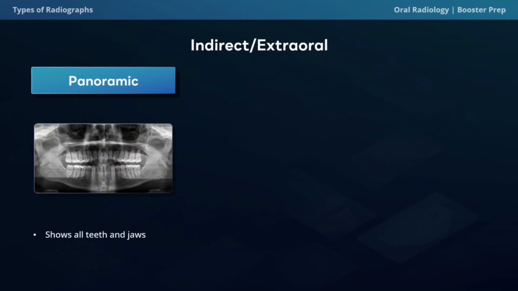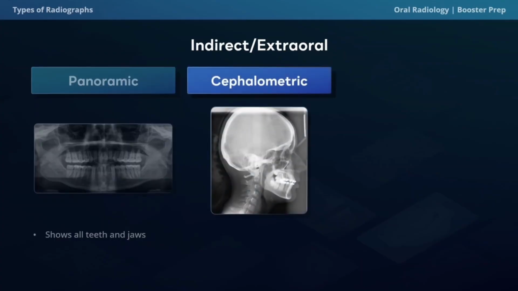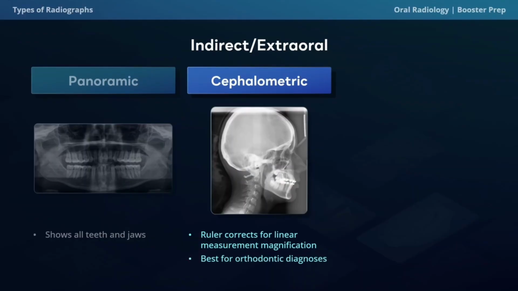And the next one is a cephalometric x-ray, which comes in two main types, the lateral and the posterior-anterior views, and this gives us important information about the patient's head and their facial structure. In this image there's also a ruler which corrects for linear measurement magnification. And this is the best x-ray for orthodontic cases, and if you've had ortho treatment in the past, you may have had this type of x-ray taken on you.